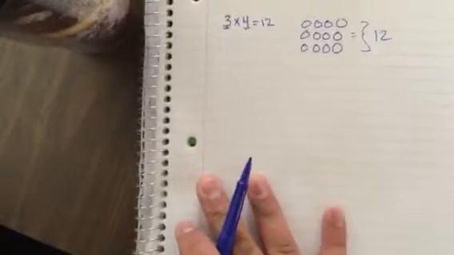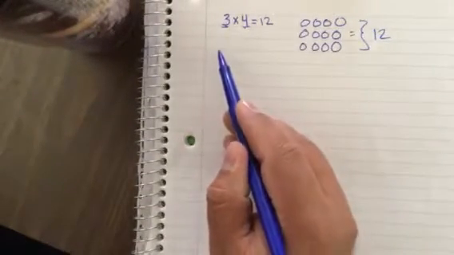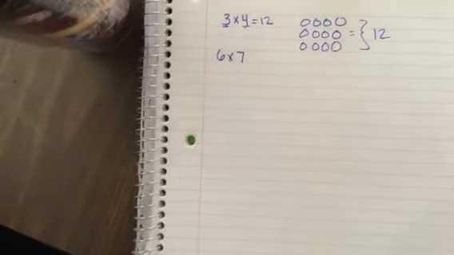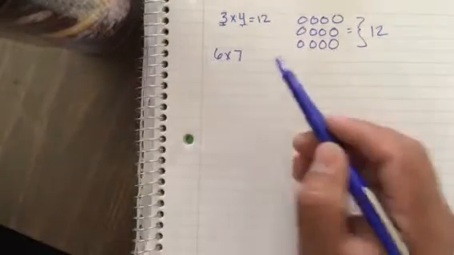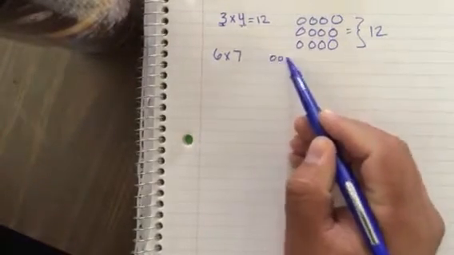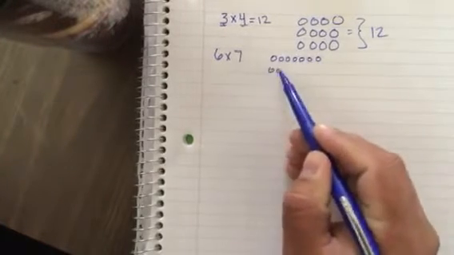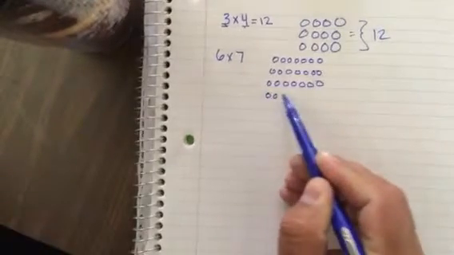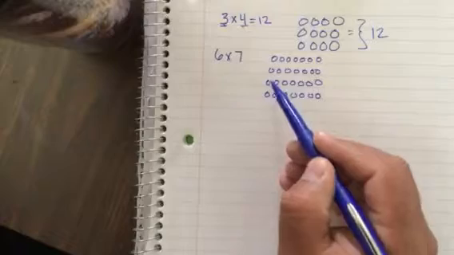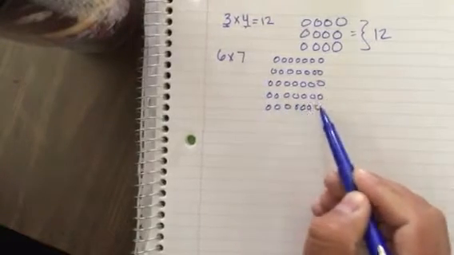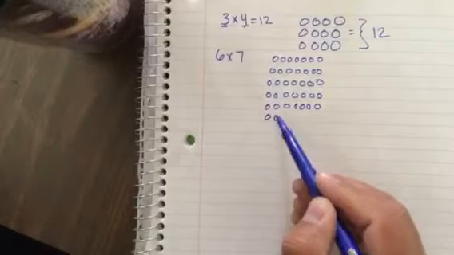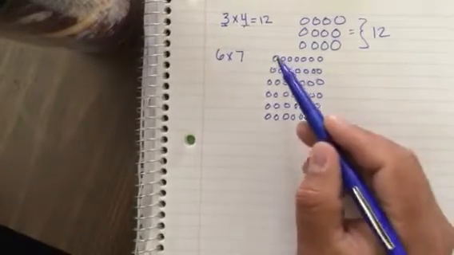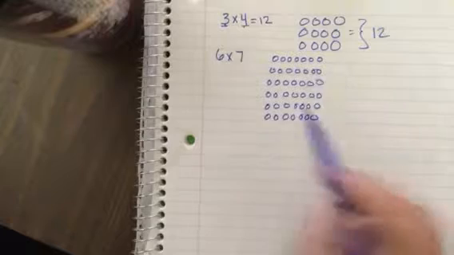Now, what this really comes in handy for as they're learning their math facts is if they come up with a big number. Let's say they have 6 times 7, and they haven't realized what that math fact is yet. So we could do 6 rows of 7. Now, it does take a while. 2, 3, 4, 5, 6, 7. Okay, so we have 6 rows, 1, 2, 3, 4, 5, 6 rows, 7 in each row.